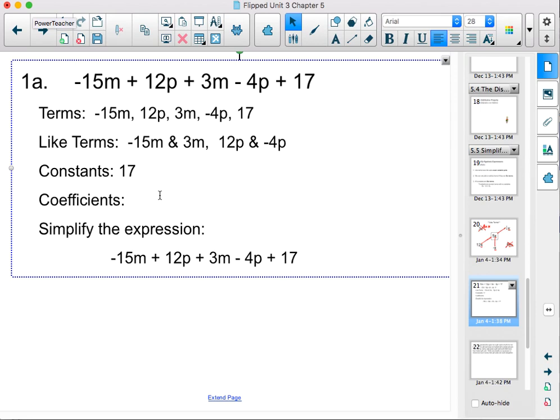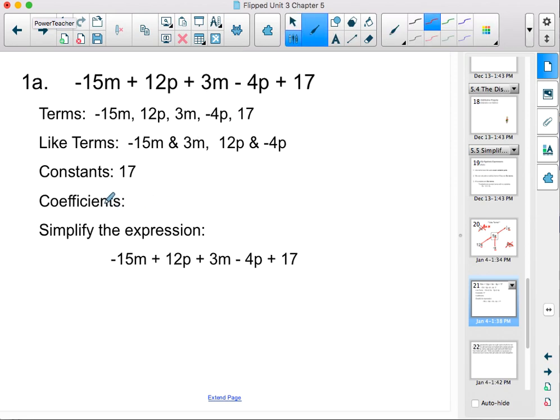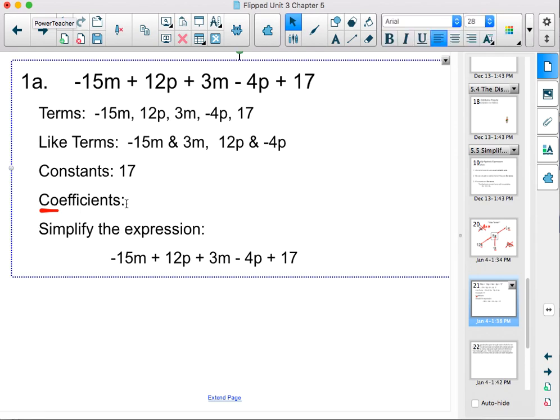New word is coefficient. The prefix here is co, and I want you to take a look at that prefix, co. Co means that we are working together, okay? So the coefficient is going to be the number that works with a variable. What that means is it's the number in front of a variable in a variable term.